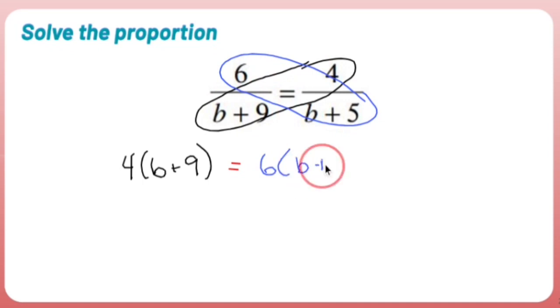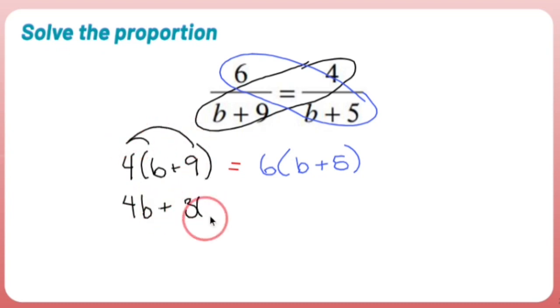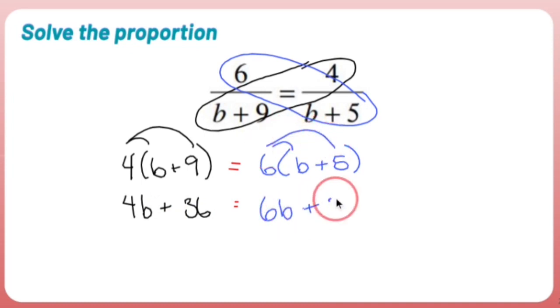So this is a little more involved than a previous problem, in the video right before this, where I have to do the distributive property twice, and I'm going to have b on both sides of the equal sign. So 4 times b is 4b. 4 times 9 is 36. That's going to equal 6 times b, which is 6b, and 6 times 5, which is 30.